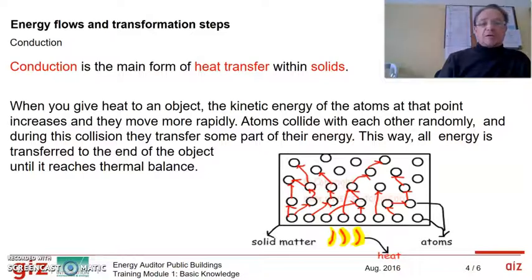Conduction is the main form of heat transfer within solids. When you give heat to an object, the kinetic energy of the atoms at that point increases and they move more rapidly. Atoms collide with each other randomly, and during this collision, they transfer some part of their energy. In this way, energy is transferred to the end of the object until it reaches thermal balance.